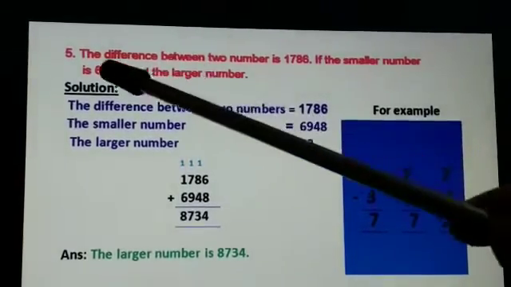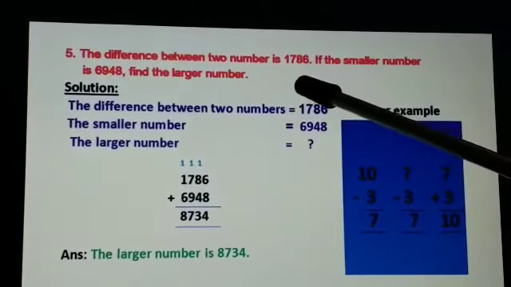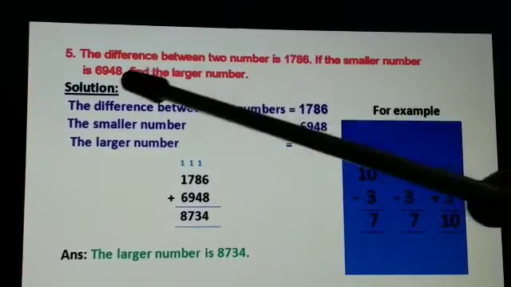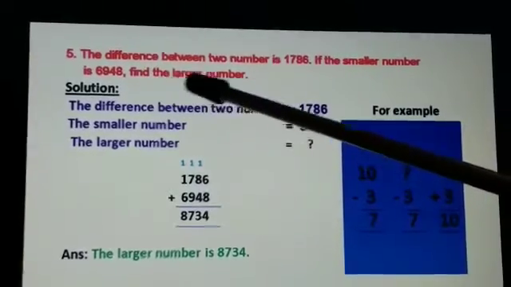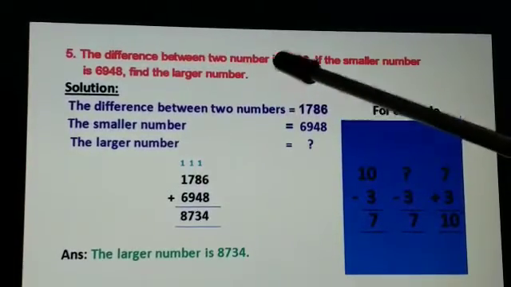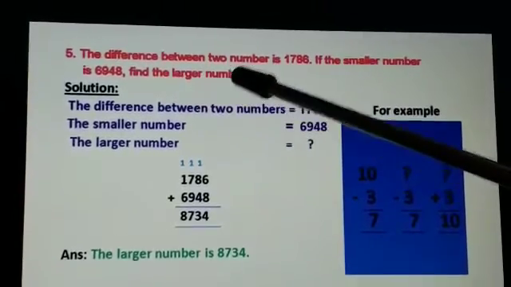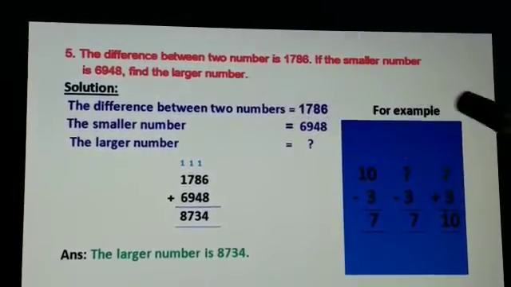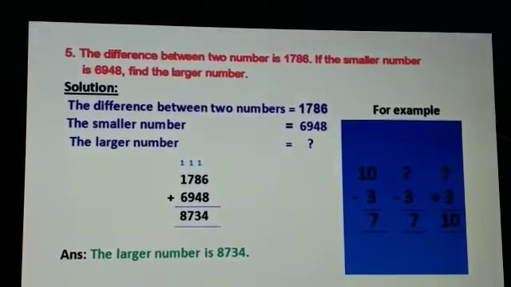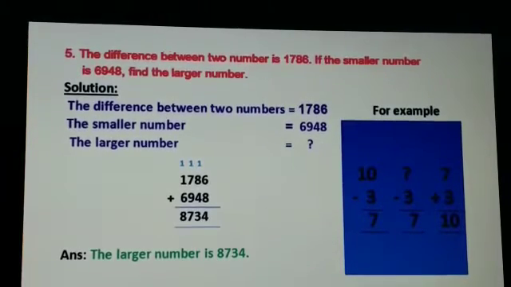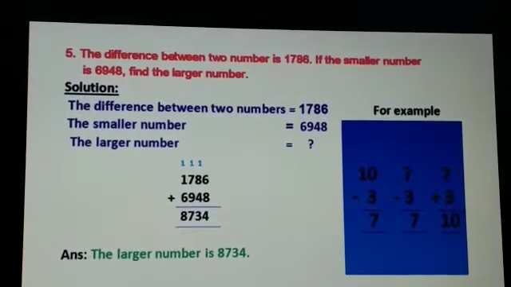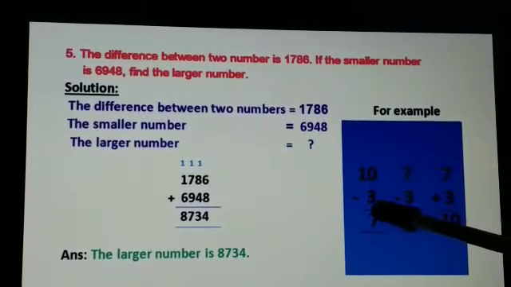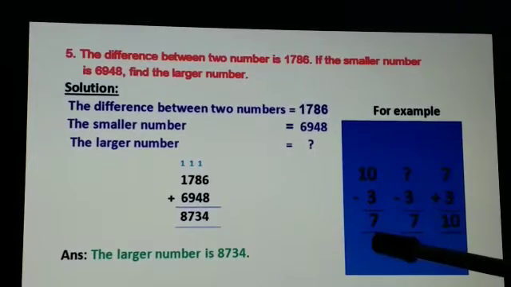Now in our next question, the difference between two numbers is 1,786. If the smaller number is 6,948, find the larger number. That means difference is given, smaller number is given, and we have to find the larger number. Okay. Now we will understand with this example. First of all, what is the meaning of difference? Difference is the result of subtraction. That means if we subtract a smaller number from a larger number, the result will be difference. Here 10 is the larger number and 3 is the smaller number. Then the difference will be 7.